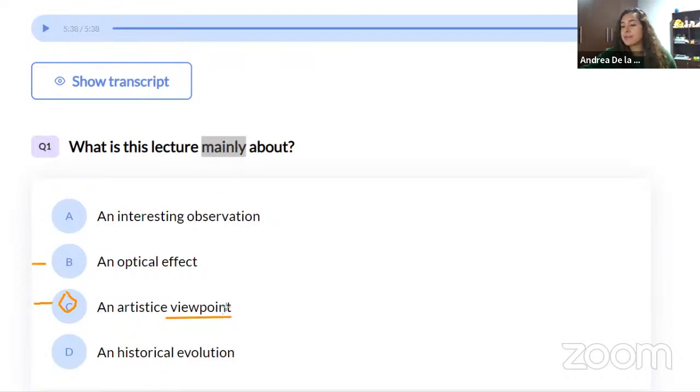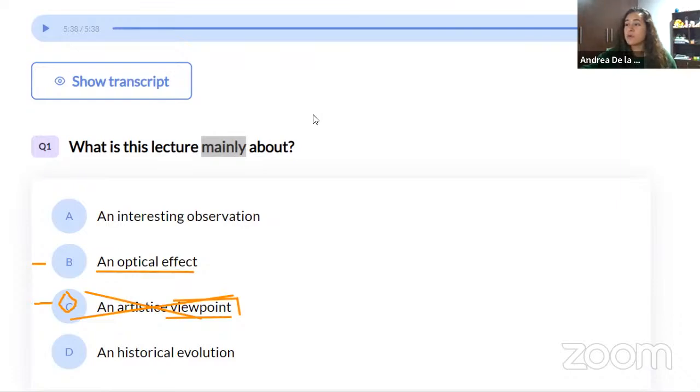So an artistic viewpoint basically means the opinion of an artist, una opinión artística. But it wasn't about any opinions, right? Not one opinion was mentioned. So yes, visual perspective, in the way that the professor defined it, is an optical effect.